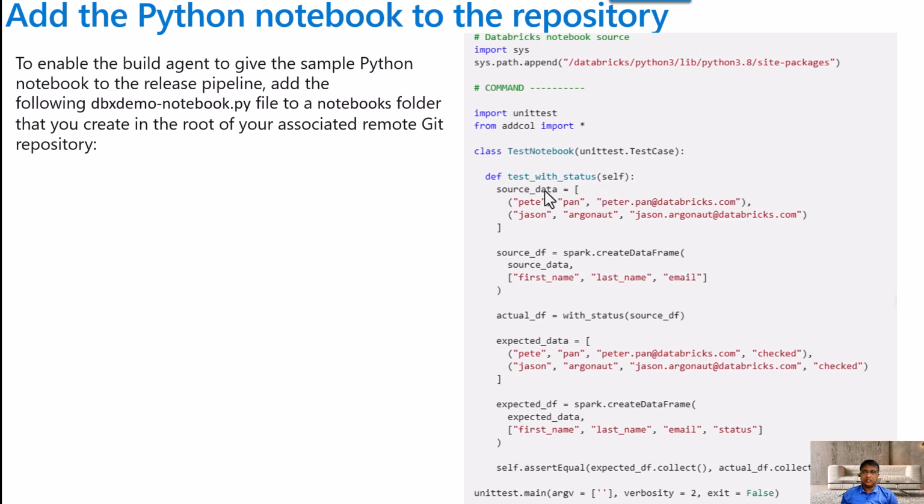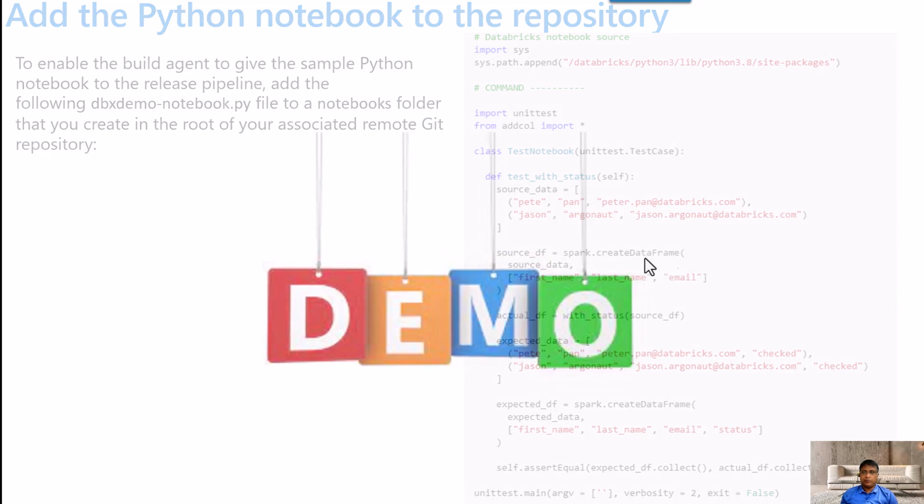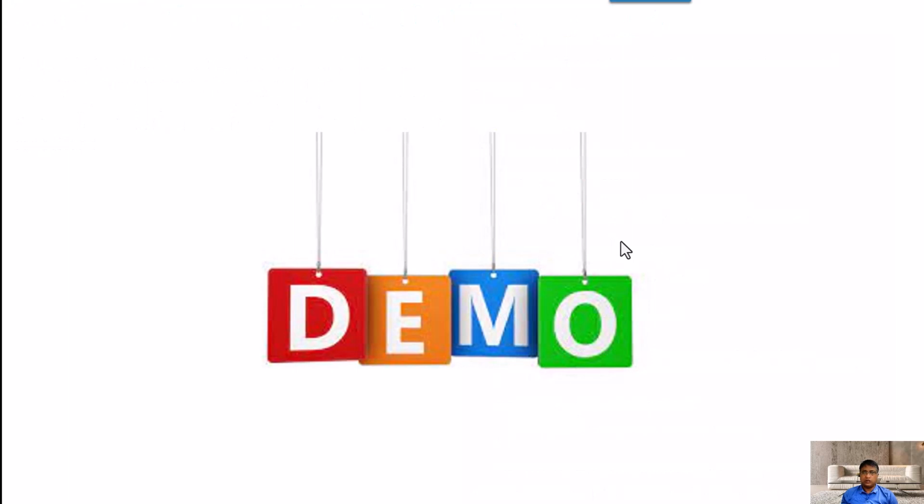So this is essentially your notebook. In this notebook you have created a function with the source data, and it is going to create the source data, and then this is the expected data, and it is going to assert it. And then you are going to use this unit test with verbosity 2 so that it outputs the result. So first let's see where we have to copy these files in the Git.